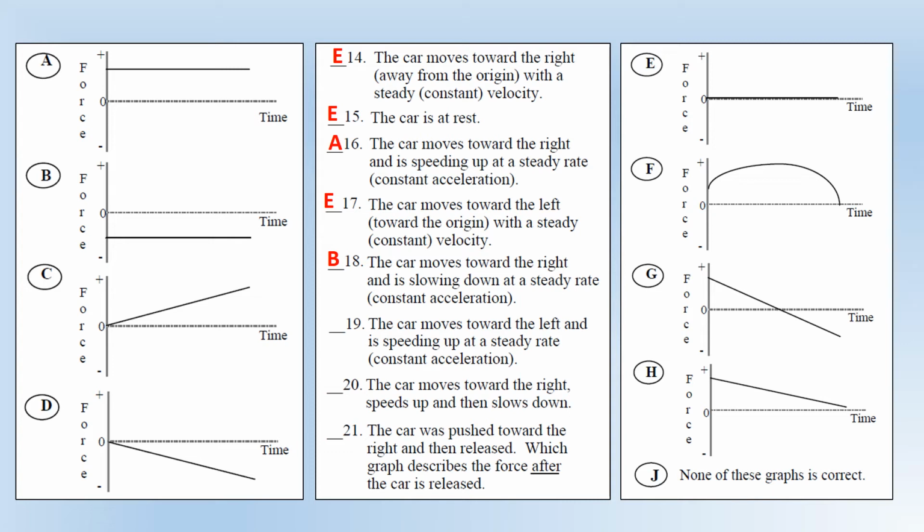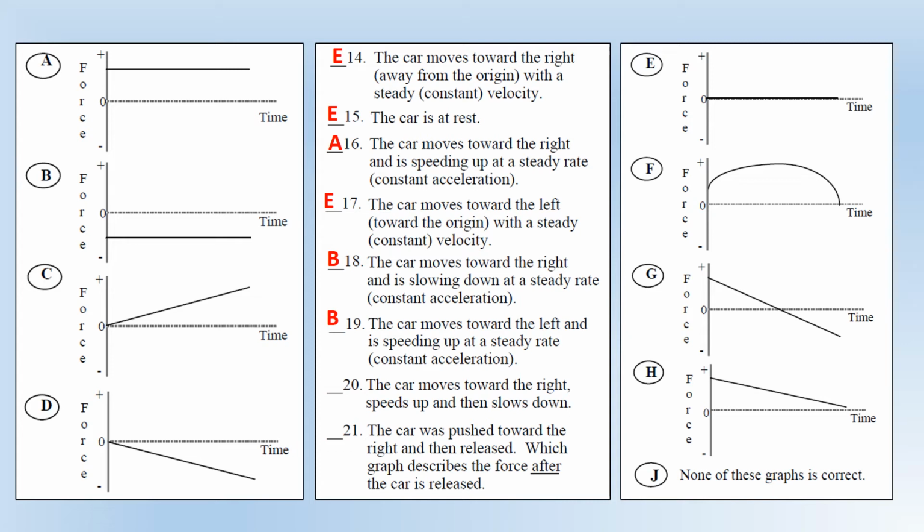The car moves towards the left and is speeding up at a steady rate, or constant acceleration. So if it's going to the left and it's speeding up, that means the force is to the left, so it's negative. And constant acceleration means the force is constant. So that is also B.